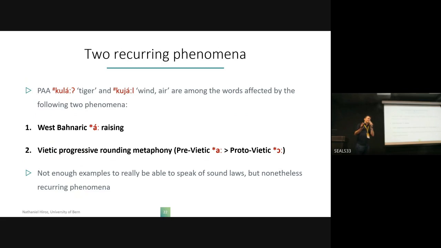Now, what is interesting with those two words, the word for tiger and the word for wind, is that they are among the words that are, okay, great. I should be at the 10-minute mark, great.